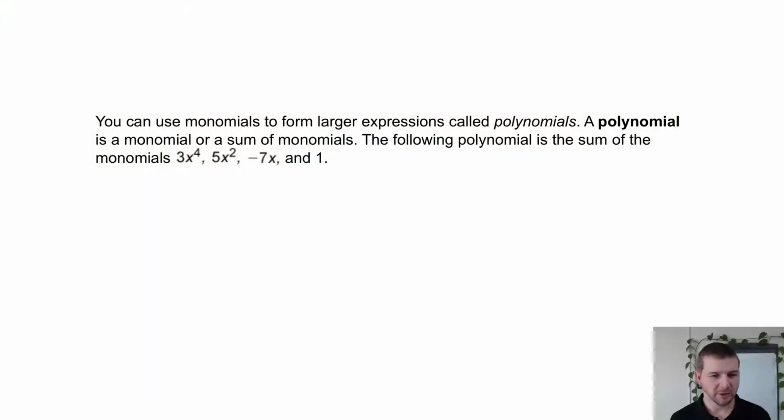You can use monomials to form larger expressions called polynomials. A polynomial is a monomial or a sum of monomials. The following polynomial is the sum of the monomials 3x to the fourth power, 5x squared, negative 7x, and 1.